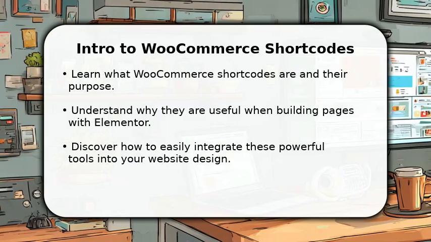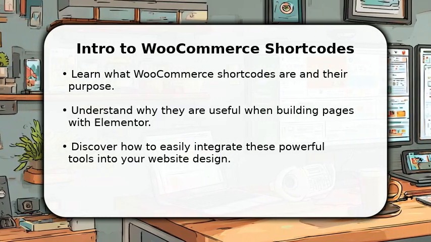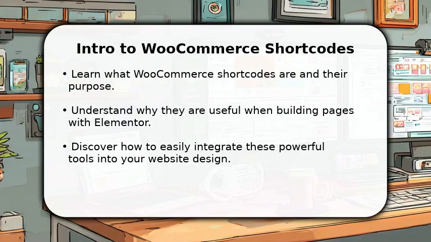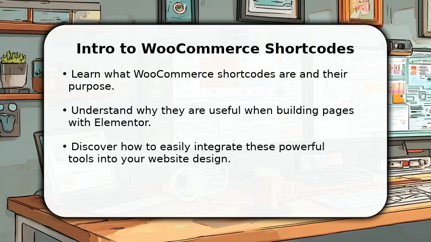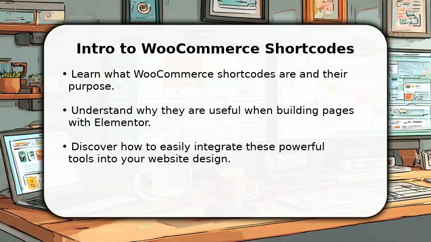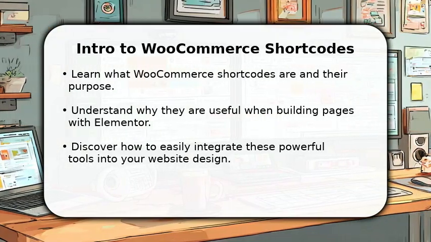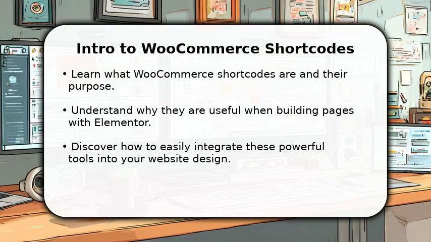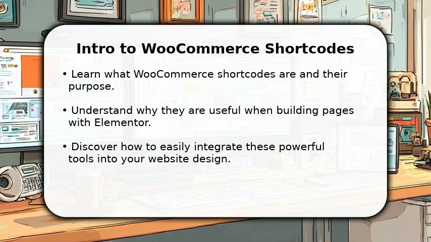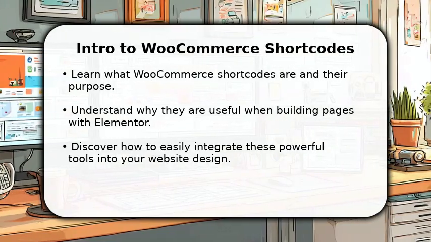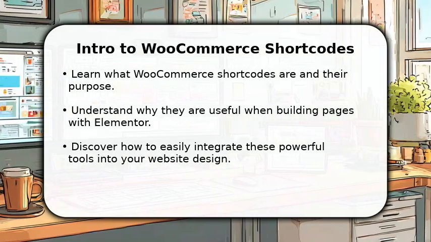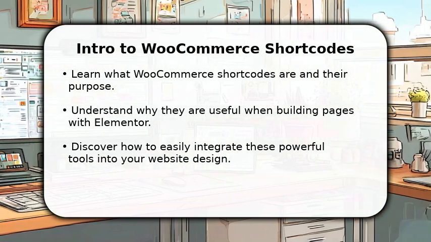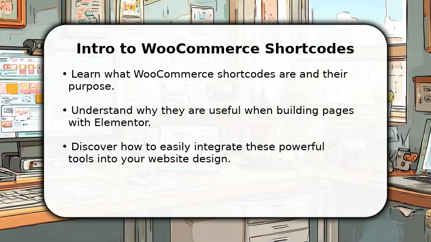In this video, I will explain how to use WooCommerce shortcodes in Elementor. This easy guide will help you enhance your online store's design and functionality. Shortcodes are powerful tools that allow you to display dynamic content like product lists, categories, or even checkout pages anywhere on your site. By combining them with Elementor, you gain immense flexibility to create stunning, custom layouts without needing to write a single line of code. Let's dive in and unlock the full potential of your e-commerce platform.